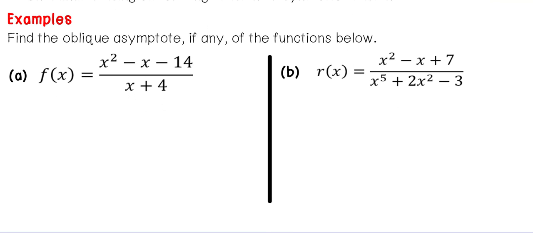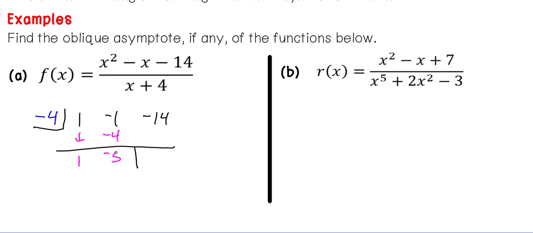Okay, so for the first example, I look at this bottom and it's x plus 4. So I know that would be easy to do synthetic division on. So I would take negative 4, and then x squared is 1, minus x is negative 1, and negative 14. So you're going to do the synthetic division, which gives us 1, negative 5, 20 and 6.